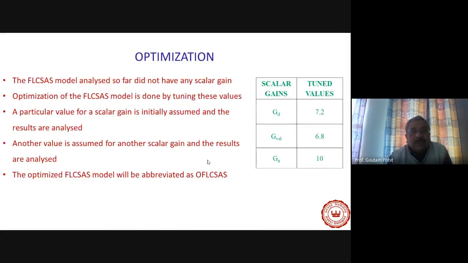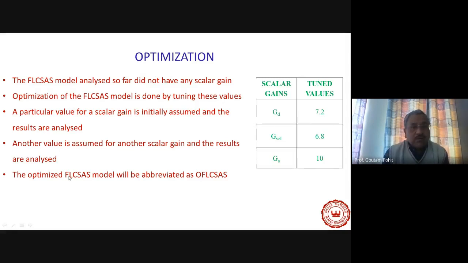Okay, now next, a little bit further work we have done. The FLCSAS model analyzed so far did not have any scalar gain. Now we can optimize this scalar gain. Optimization of the fuzzy logic control damper model is done by tuning these values. A particular value for a scalar gain is initially assumed and the results are analyzed. Another value is assumed for another scalar gain and the results are analyzed.